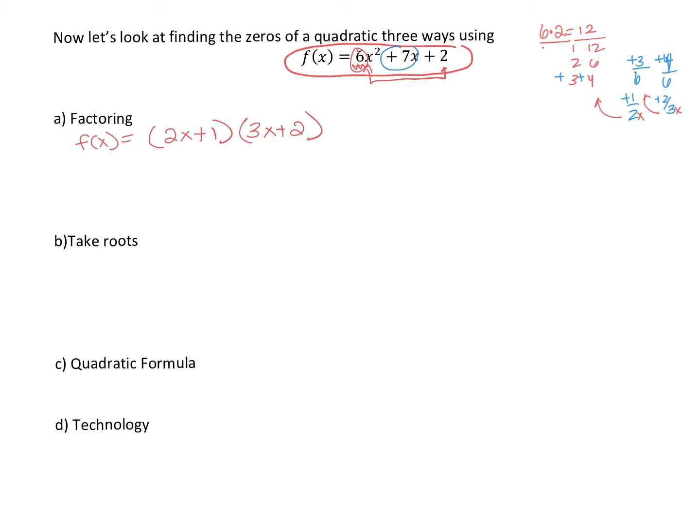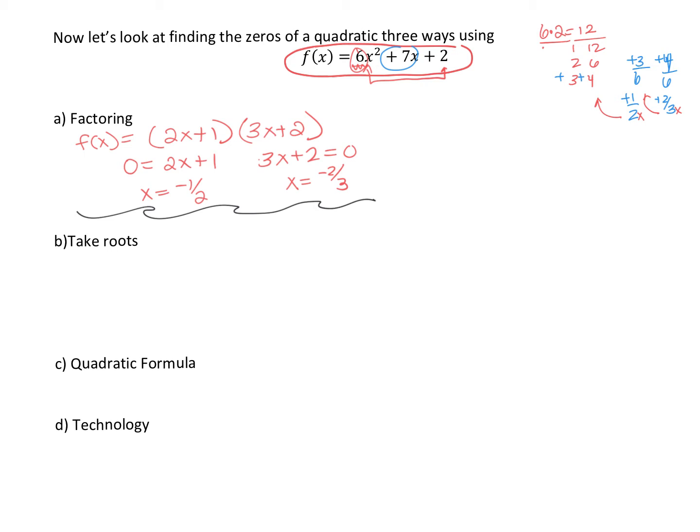Now we use the zero product rule because we're looking for the zeros, and we set each one of these equal to 0. And that will give us x equals minus 1/2 and x equals minus 2/3. That's usually the fastest way to find the zeros of a quadratic.